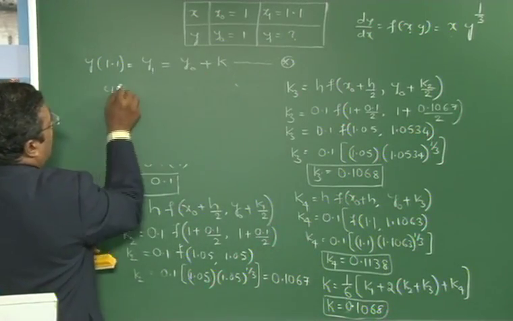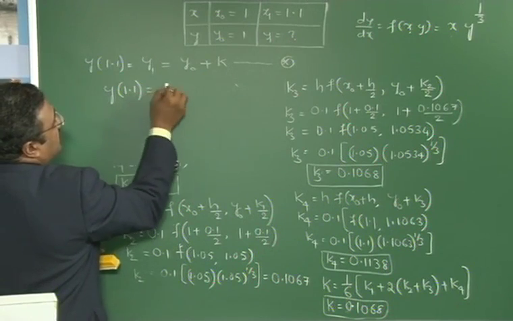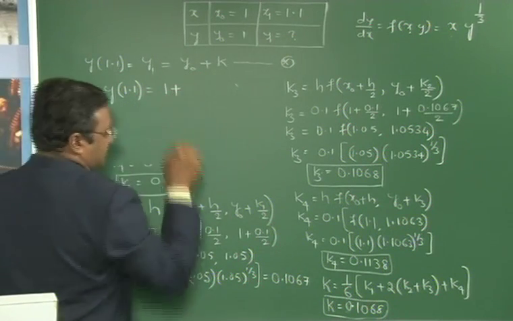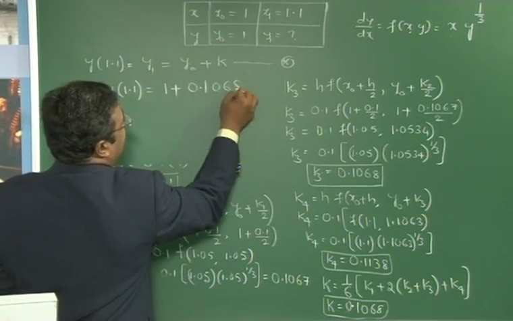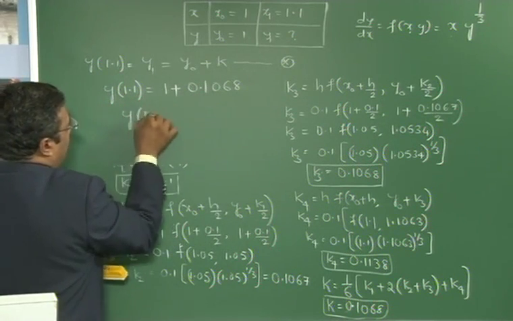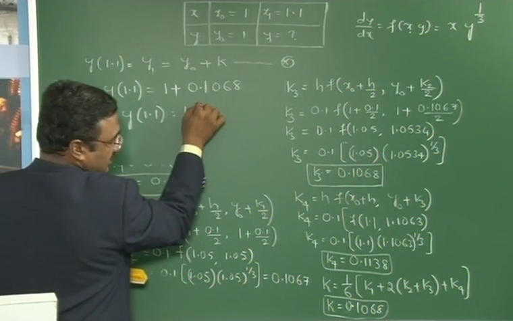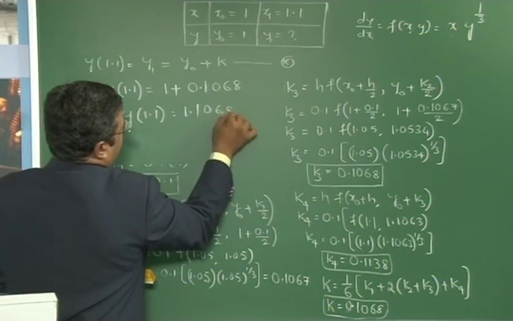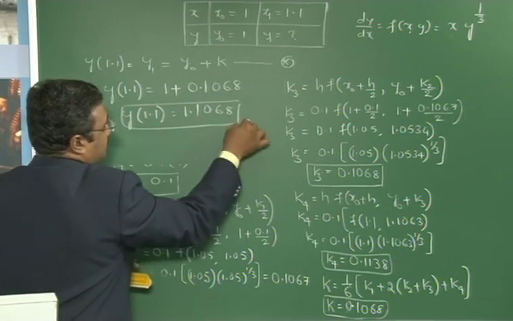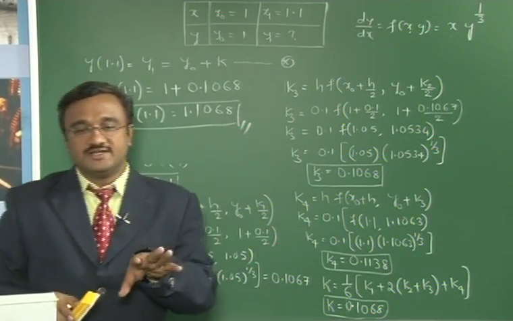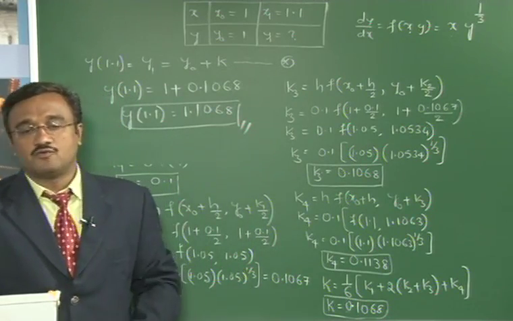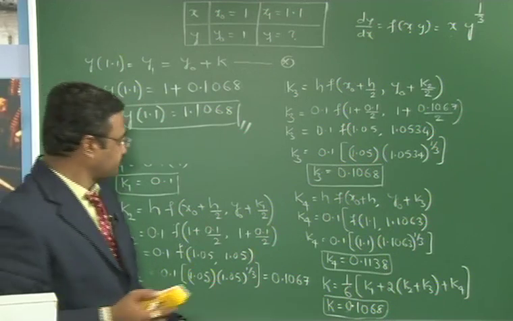So y of 1.1 is y naught value 1 plus your k value 0.1068. Totally we have y of 1.1 equal to 1.1068. So this is the required solution of the ODE by using the Runge-Kutta fourth order method.